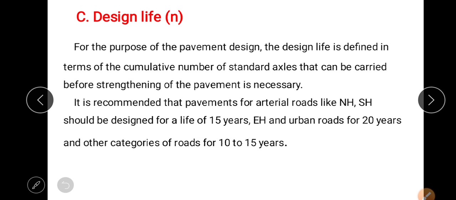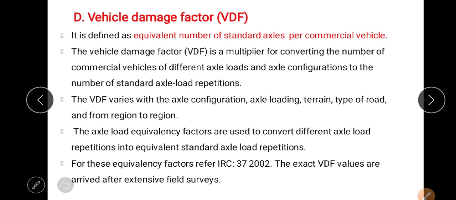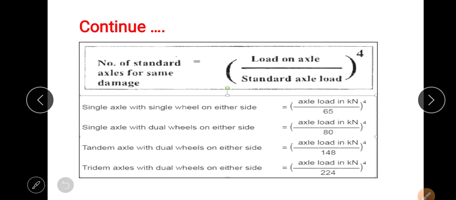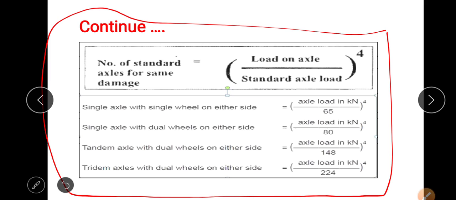Traffic growth rate, etc. We have seen design life N, vehicle damage factor, VDF. It is a sort of a revision for you in order to get some other information or knowledge about these relatively related topics. But these are all becoming a revision for you now.